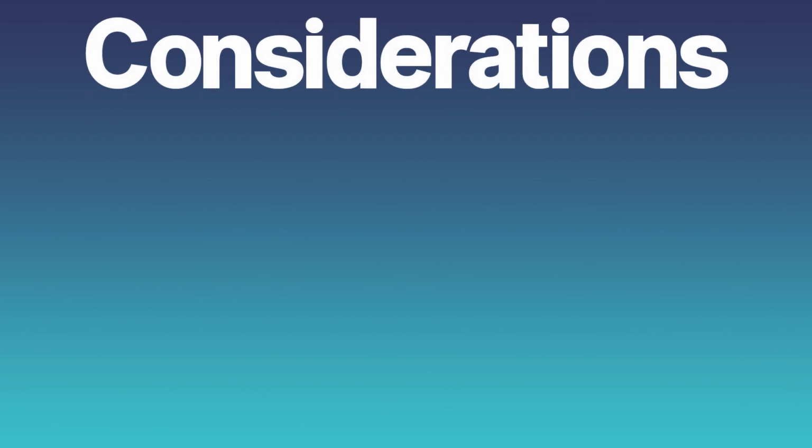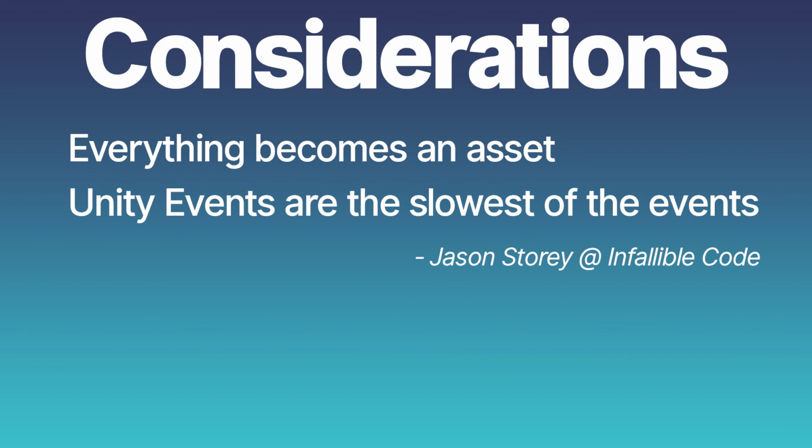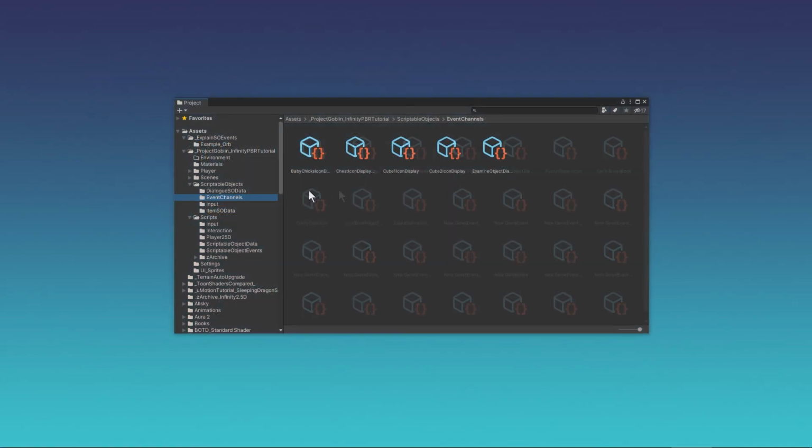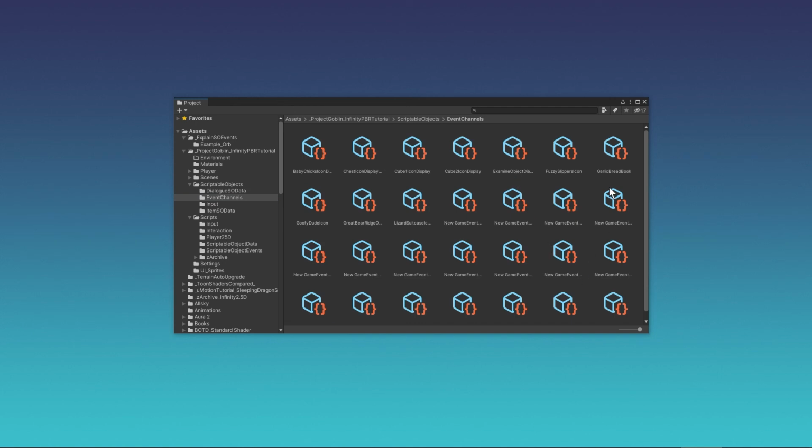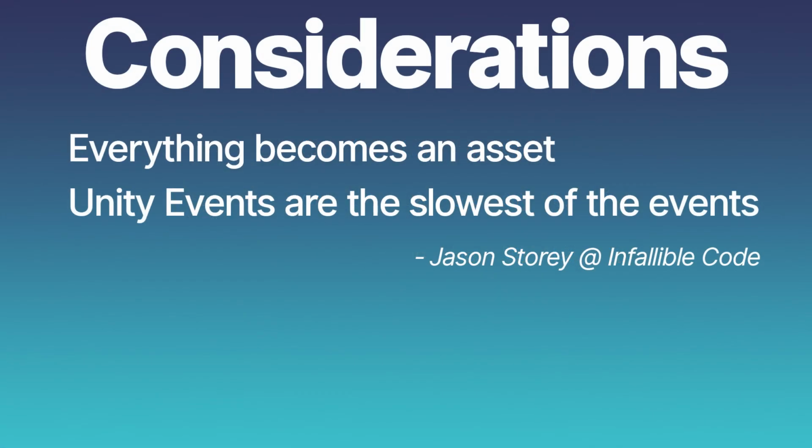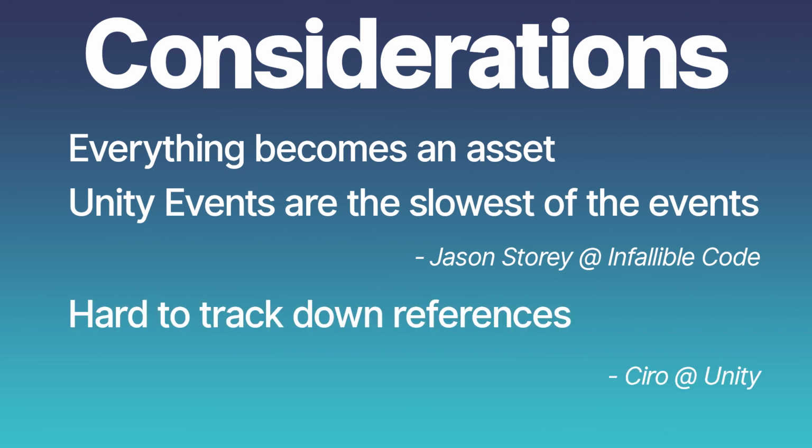The first two issues are brought up by Jason Story at Infallible Code. Number one, he says that everything becomes an asset. You end up having a bunch of stuff, the event channels, in your project folder. Secondly, he notes that Unity events, the response on the listeners, are the slowest of events that you can use. And then in conversation with Ciro at Unity, he said it's hard to track down references.